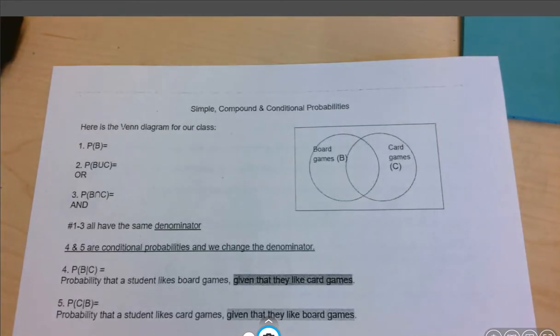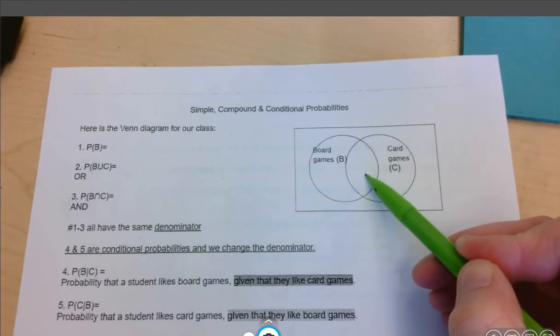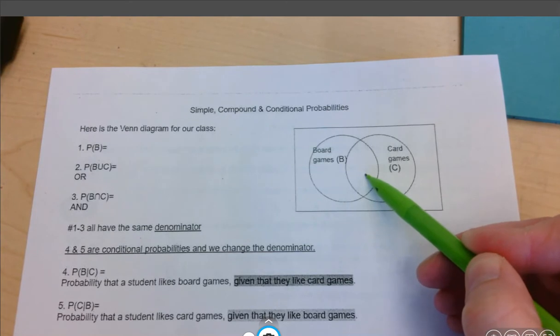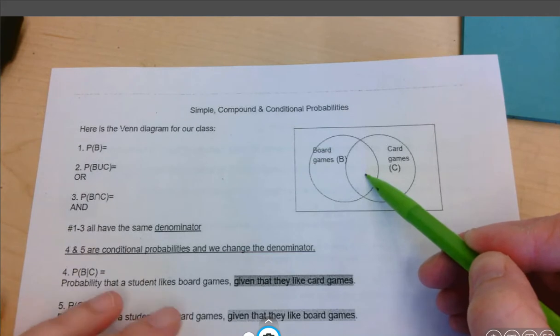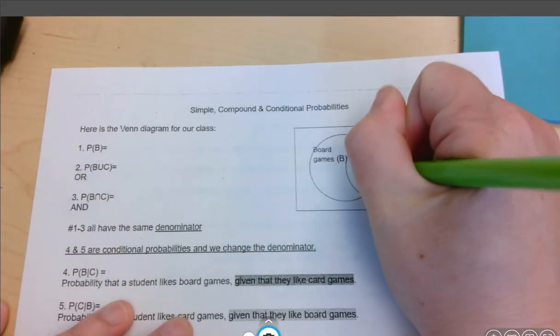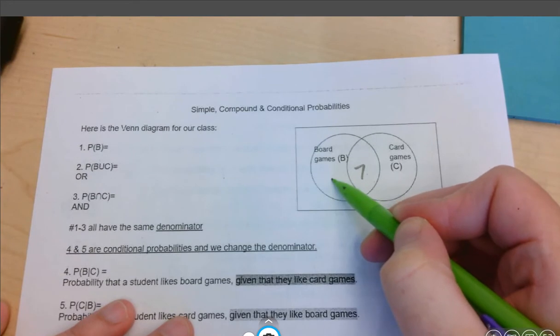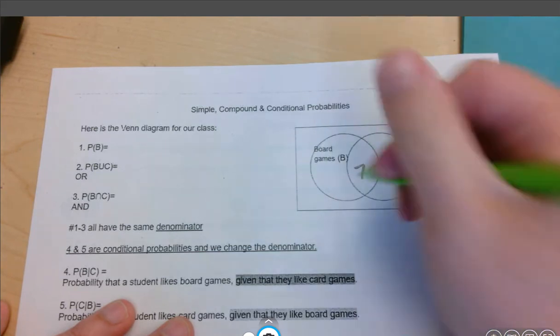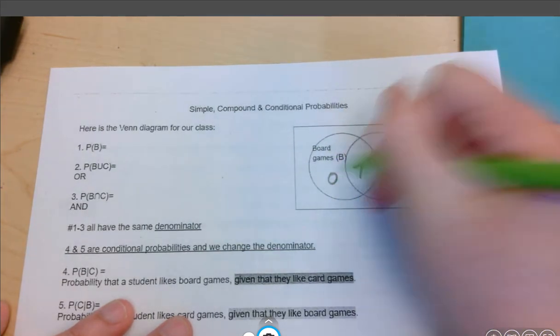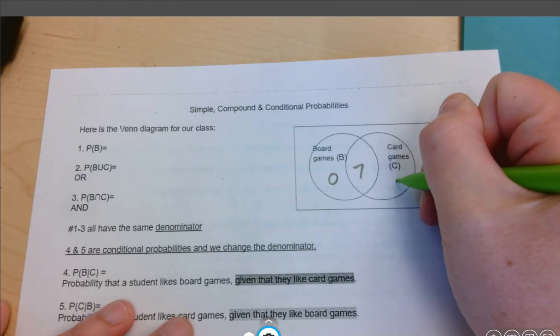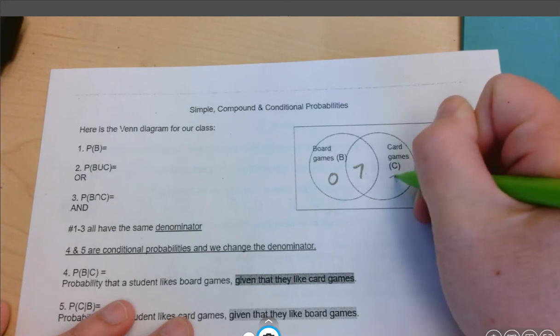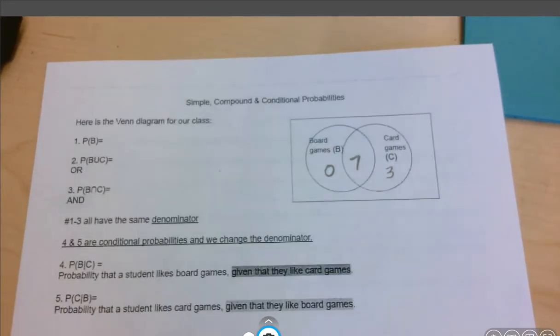All right, so here we're using information from the class. So what number is going to go here in the middle of my Venn diagram based on what we collected? 7. Yeah, good. 7 people liked both board games and card games. Okay, how many are going to go over here? It's 0, because 0 people like just board games. And how about just card games? 3. All right, and then we also have 3 for neither.